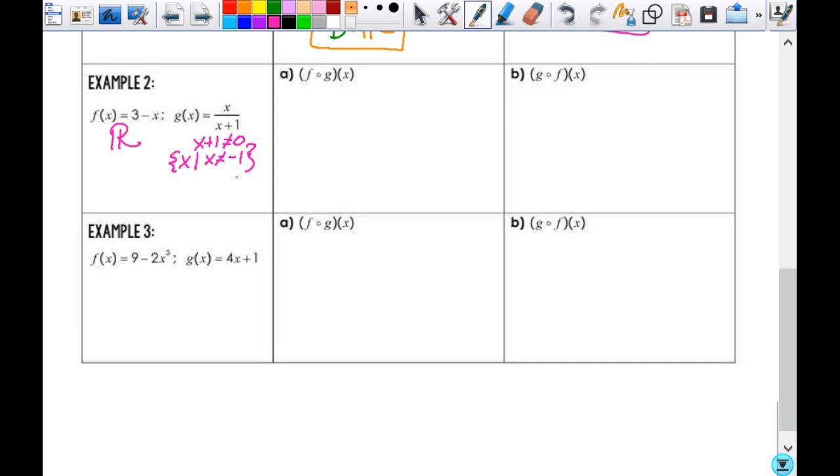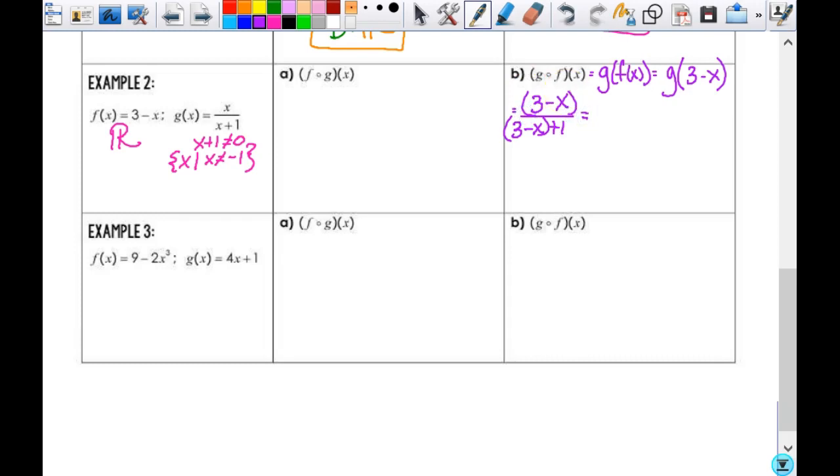All right, so let's look at this. We're just going to do b. So I want g of f of x. And so this is g of 3 minus x. So I get the numerator is just x, so that becomes 3 minus x, over the denominator is 3 minus x plus 1. So I substituted those in for the x's.